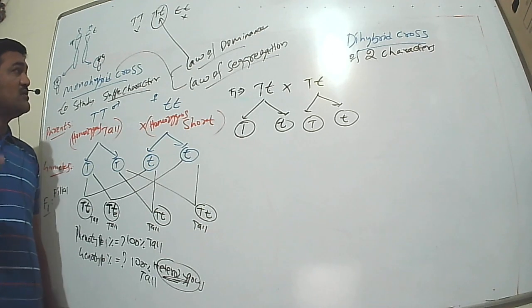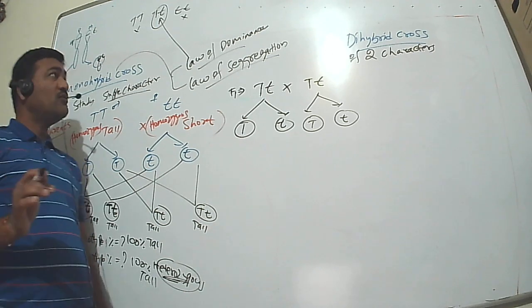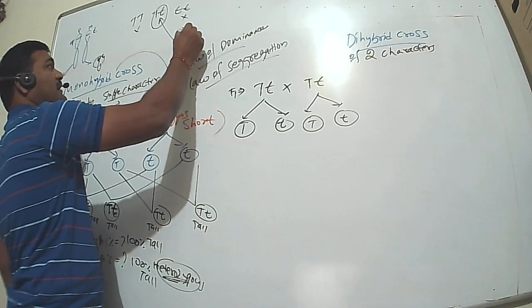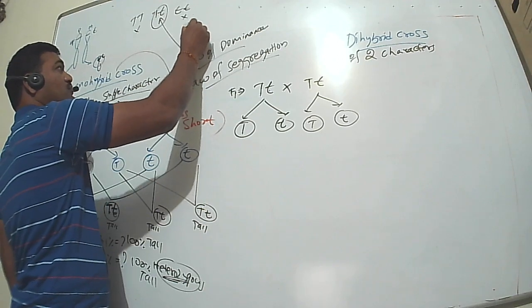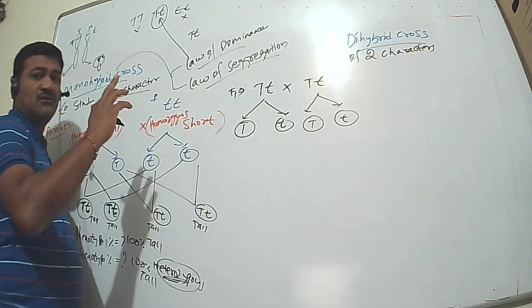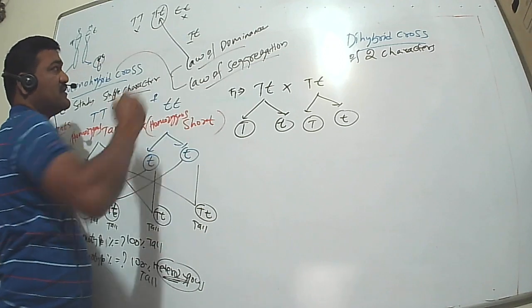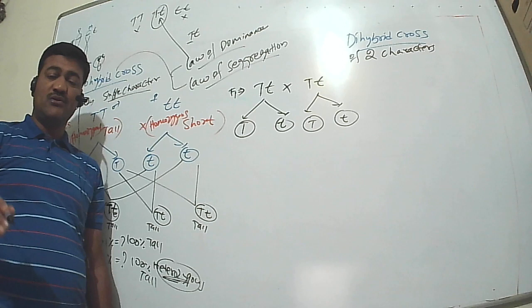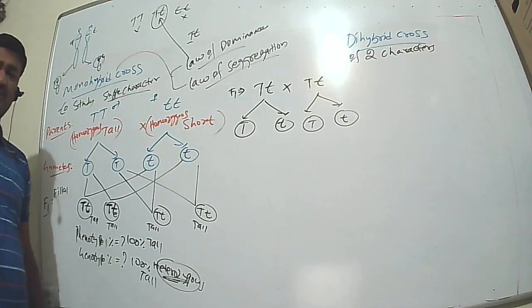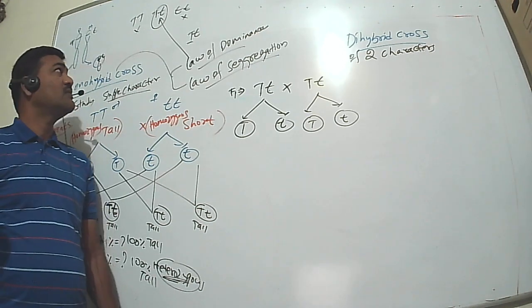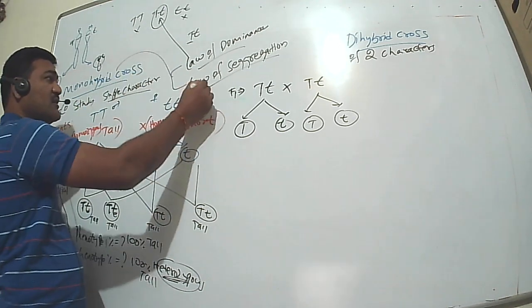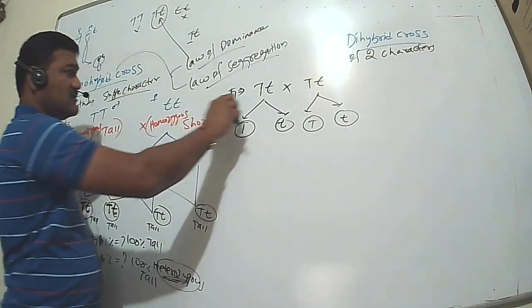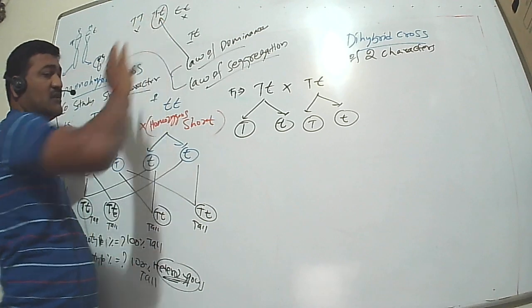We only talk with respect to hybrid organisms. So what is law of dominance? According to law of dominance, in a hybrid individual, of the two contrasting alleles, only one allele is expressed, which is called the dominant allele, and the other allele is suppressed, which is called the recessive allele. This is called the law of dominance. That's it.